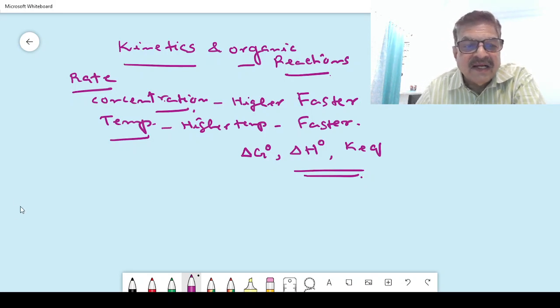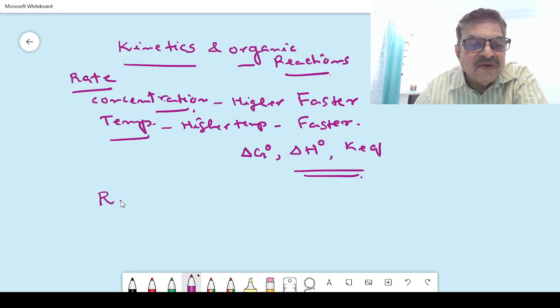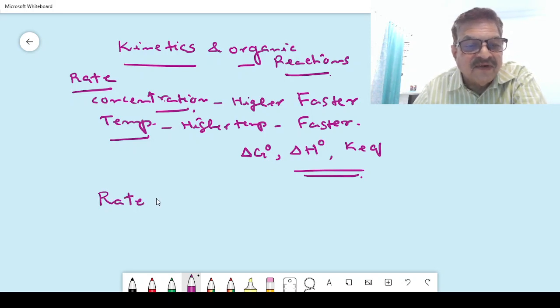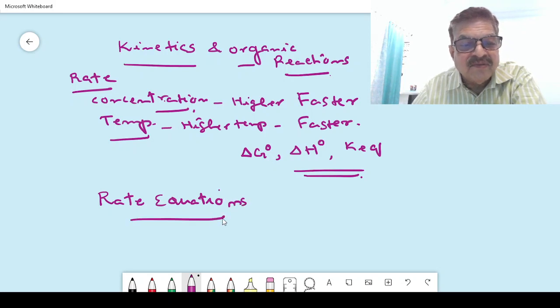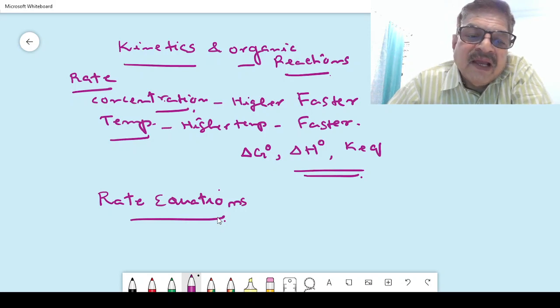Now I will just show you rate equations here. I will not go into the mathematical derivations and all. Briefly, I will introduce you to these concepts here. Rate equation. What is meant by rate equation here? Rate of a chemical reaction, how is it determined?